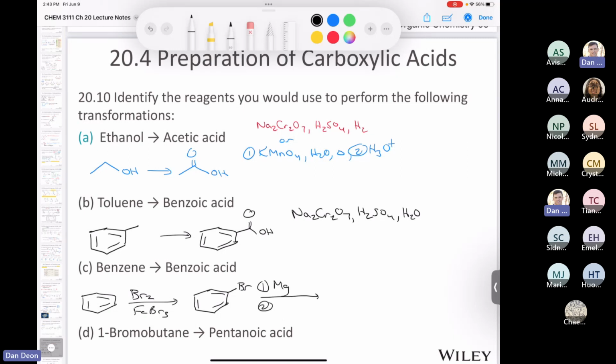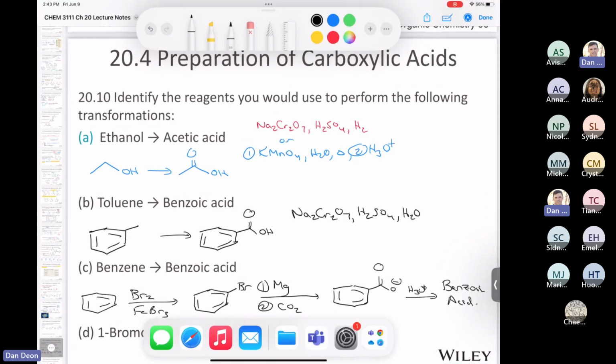magnesium followed by carbon dioxide. That's going to give us the carboxylate, right? Which we're not going to isolate. That's just going to be in situ. And then, of course, you can acidify that with H3O+, and that's going to give you benzoic acid.